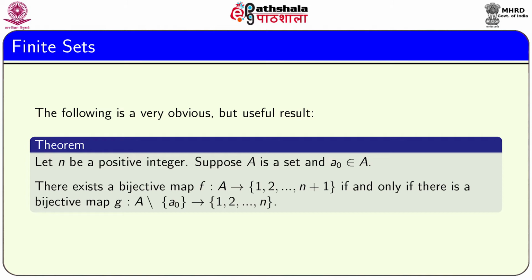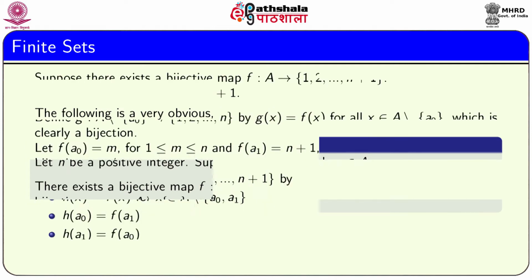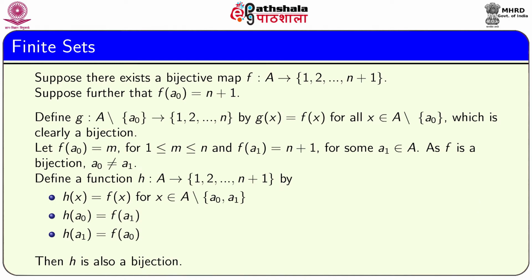Now, of course, this theorem is very natural and quite intuitive, but we shall establish this result to understand how the logic is built. Suppose there exists a bijective map F from A to the set 1 to n plus 1, and we assume that the point A0, a specific point of capital A, is mapped to the point n plus 1. So, this is the first case when we are assuming that A0 is mapped to n plus 1.